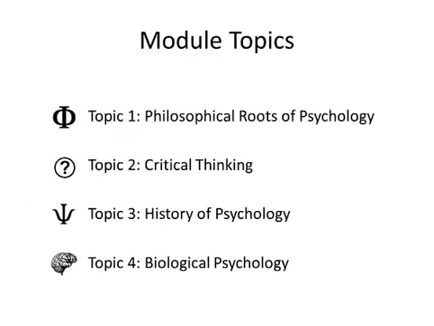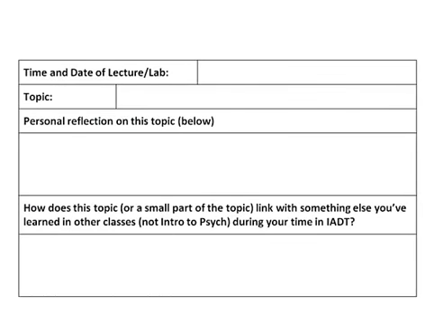For each of these topics, you must complete this form. Here, you're asked to identify the time and date of the lecture or the lab where the topic was covered. You're asked to identify the topic, and then enter a personal reflection on this topic. So for example, you might consider what was the most interesting part, or what you didn't understand. Next, you're asked, how does this topic or a small part of the topic link with something else you've learned in other classes? You might consider your research methods classes or your perception classes.